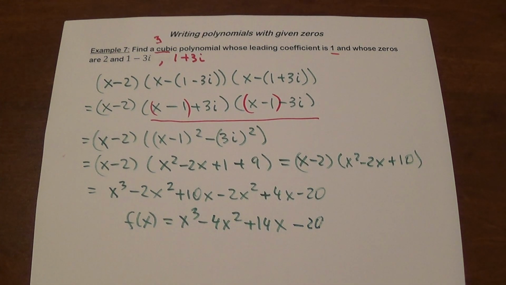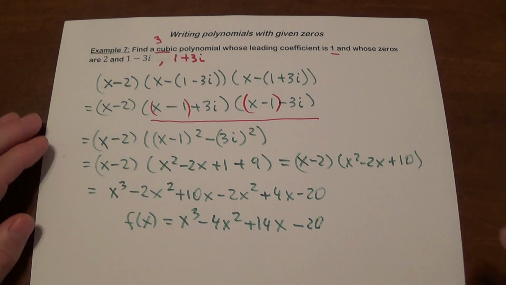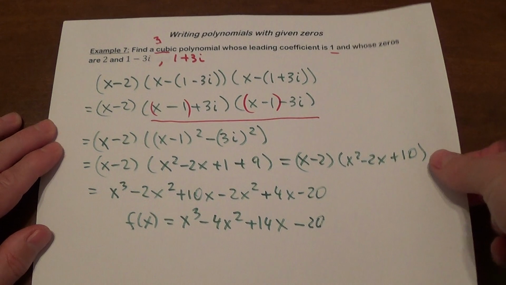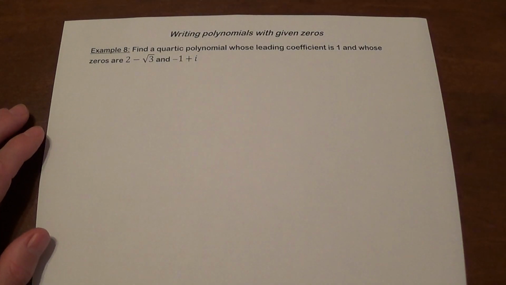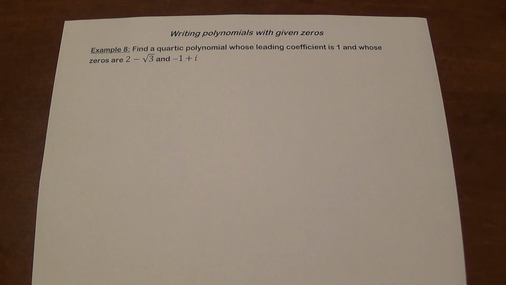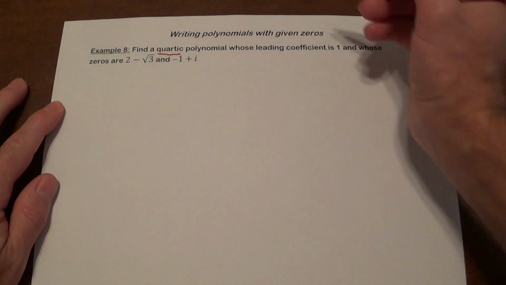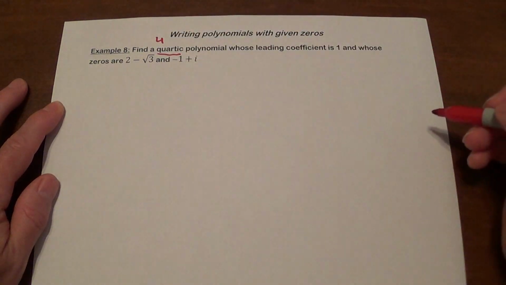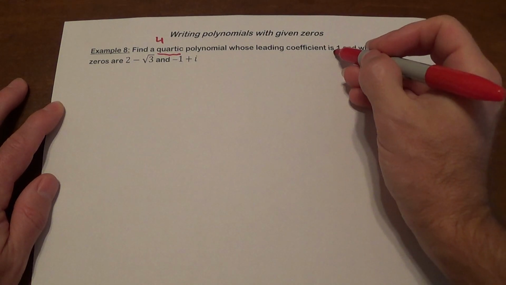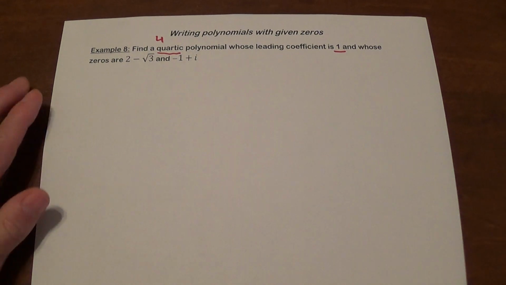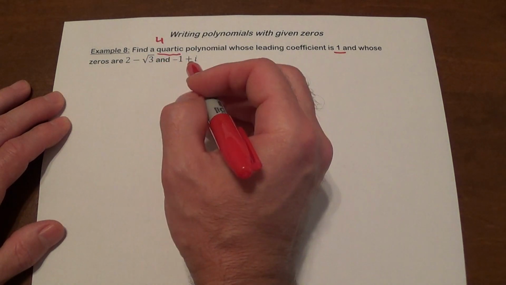Alright, now I have our last example, and our last example is going to actually combine this craziness with complex zeros and irrational zeros. So we want to find, let's read these very carefully, a quartic polynomial. So that's degree 4, which means we need 4 binomials whose leading coefficient is 1, so that's good. And we're given only two numbers, this one and this one.